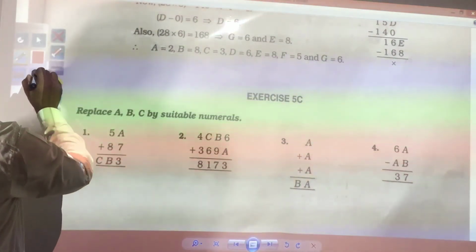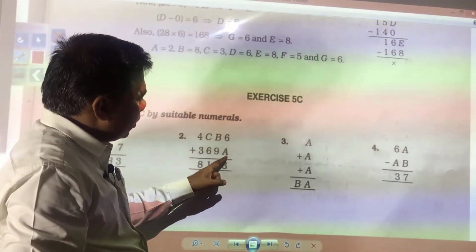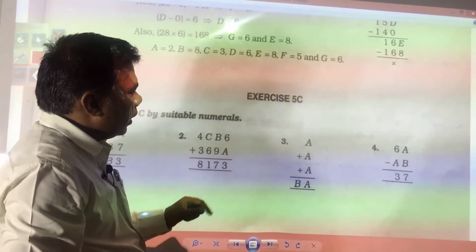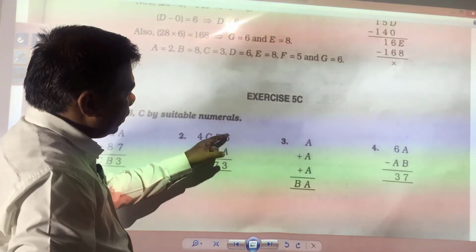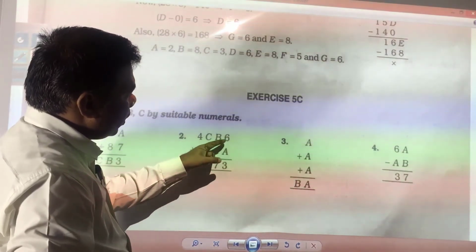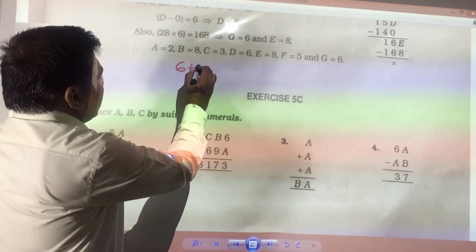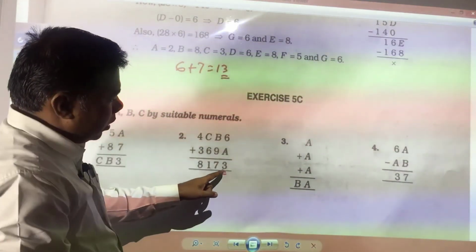Next you see, if you are adding some number to 6 and you are getting 3, it means again 6 plus 1 is equal to 7, 2 is equal to 8, 3 is equal to 9, 4 is equal to 10 and so on. So, 6 plus 7 if you will do, you will get 13. So, in ones place you will get 3.